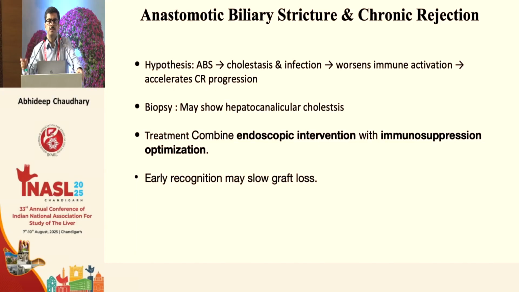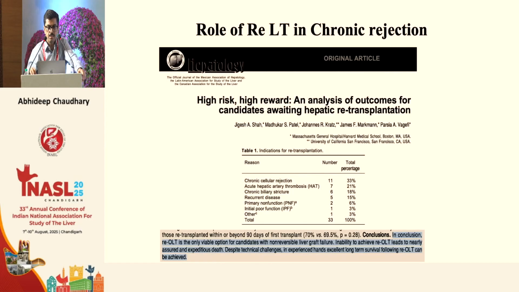but it is not something which is standard of care. On a case-to-case basis, if you suspect there can be a combination of early stricturing happening, you should consider immunosuppression along with stenting in these patients. And early recognition can reduce graft loss. Now, in a lot of these situations, we tend to diagnose these patients when late chronic rejection has already happened. And in those situations, the option is retransplant.